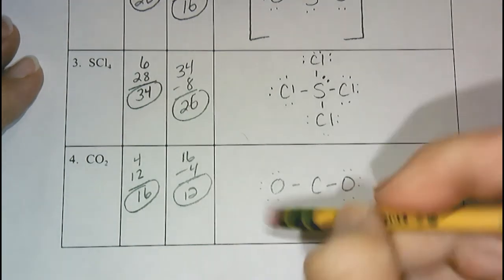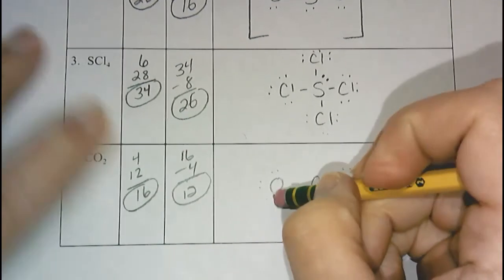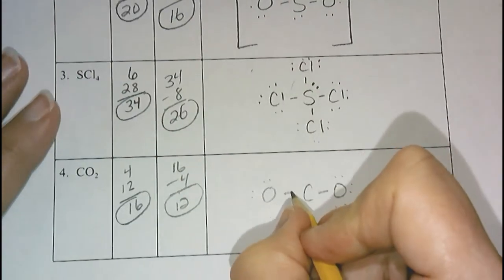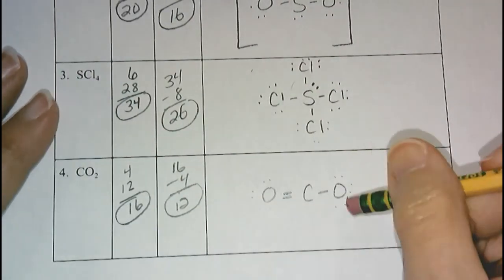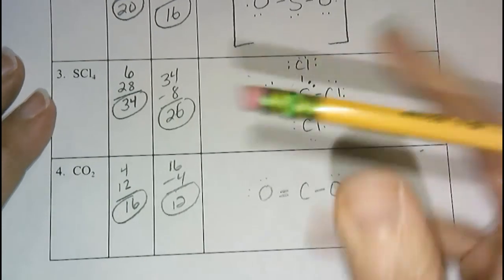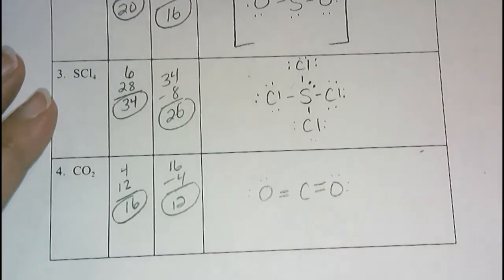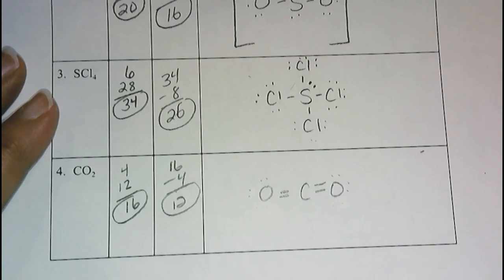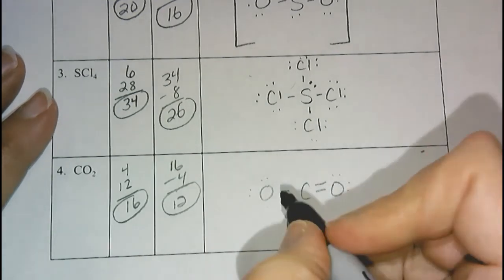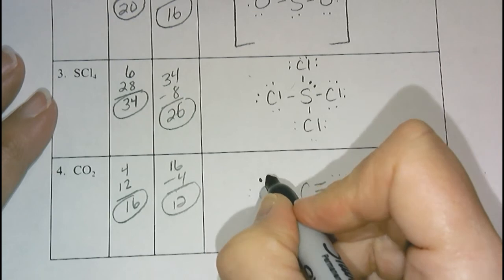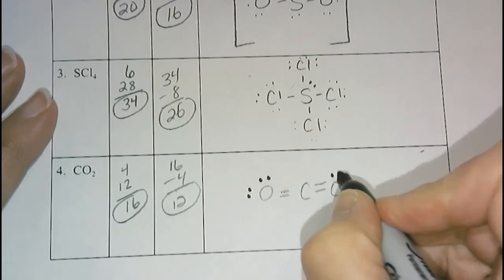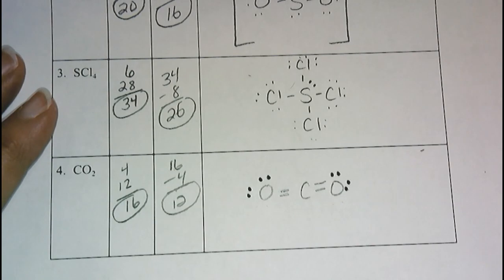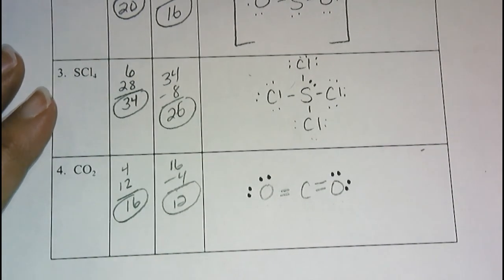So I'm going to take away this lone pair, and I'm going to move it down into a double bond, and I'm going to take away this lone pair and move it in to a double bond. So just to be clear on our dots here for this structure. So we have a double bond here, a double bond here, and then we have 2 pair on the oxygen and 2 pair on this oxygen. So all of them now have access to 8 electrons.